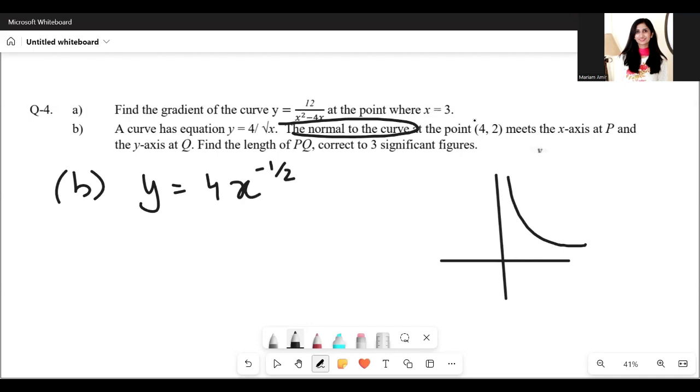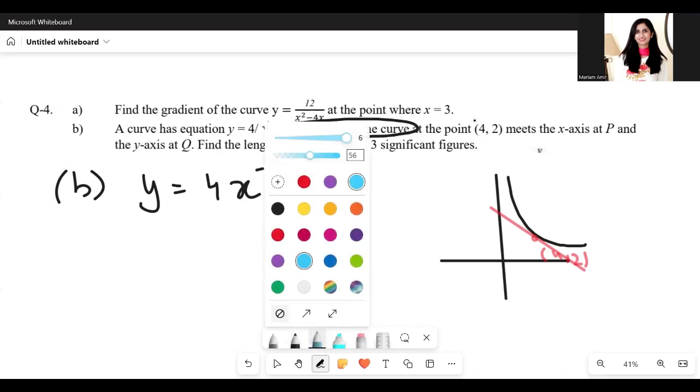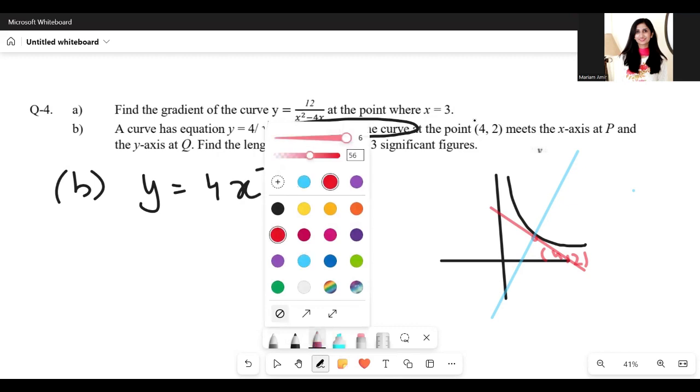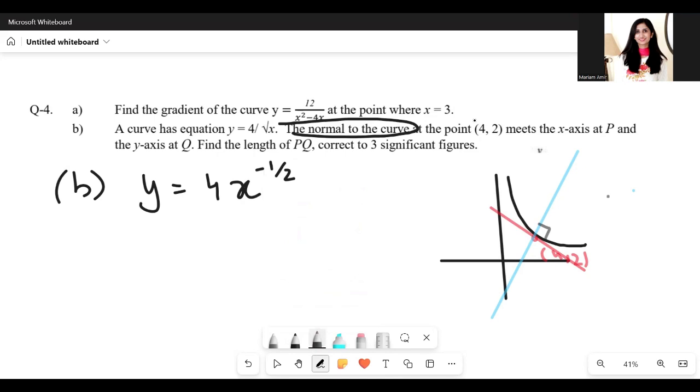Okay. So there's a point 4 comma 2 here. And there's going to be a tangent at this point 4 comma 2. If there's a tangent to this point, that means there's also going to be a normal to this point, which is going to look like this. So we need the equation of the normal. But to get to the equation of the normal, we first need the gradient of the tangent, which is dy by dx. So what are we doing? We're first finding the gradient of the red line, which is dy by dx.